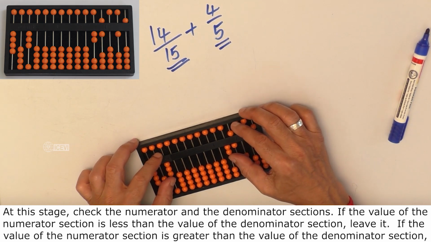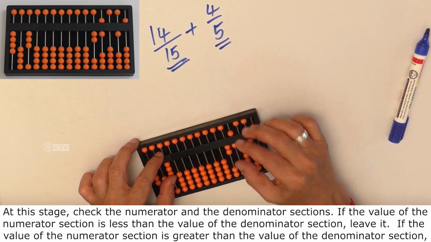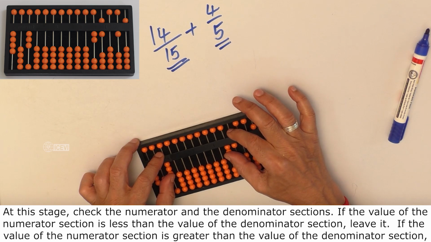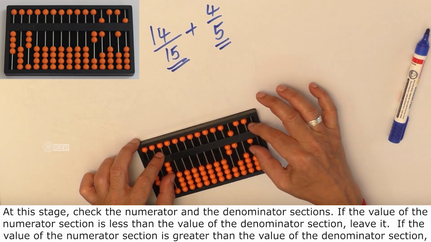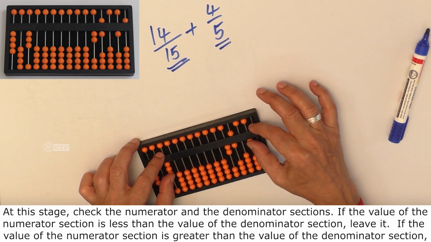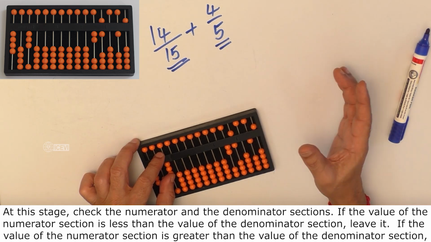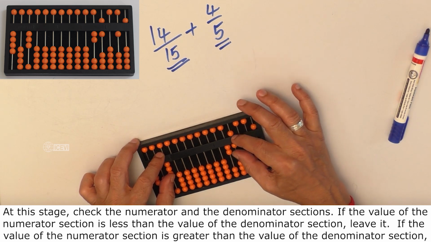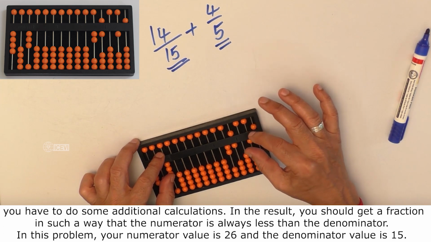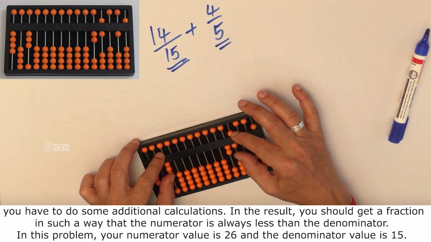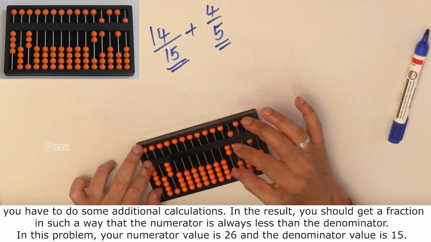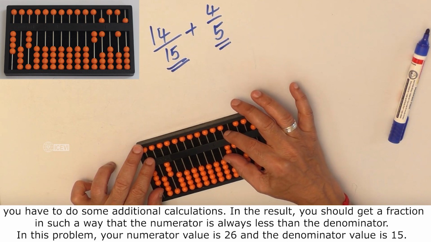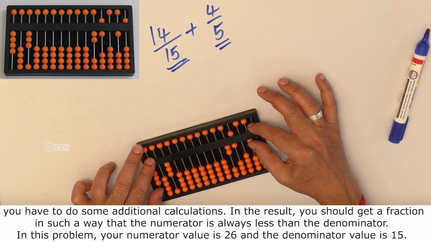At this stage, check the numerator and the denominator sections. If the value of the numerator section is less than the value of the denominator section, leave it. If the value of the numerator section is greater than the value of the denominator section, you have to do some additional calculations. In the result, you should get a fraction in such a way that the numerator is less than the denominator.